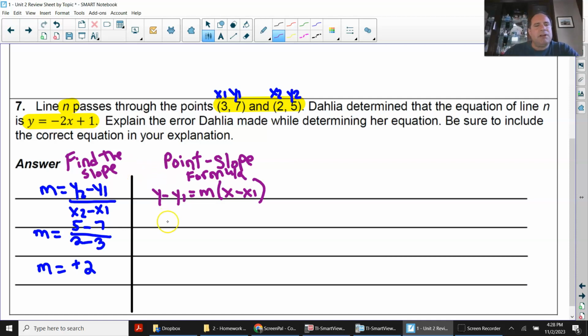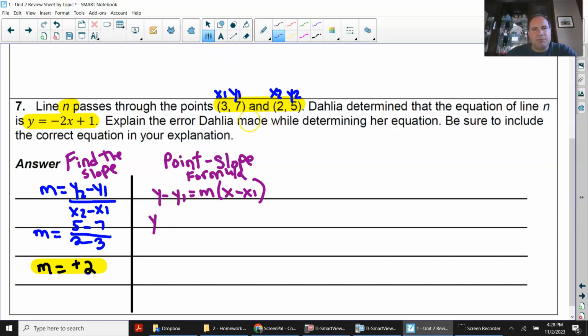So you're looking for an error here. I know what the error is already, because her error is that she put this right here. She determined her equation is a -2. It is a +2. So right there is her error. But I'm just going to go ahead and complete the problem.